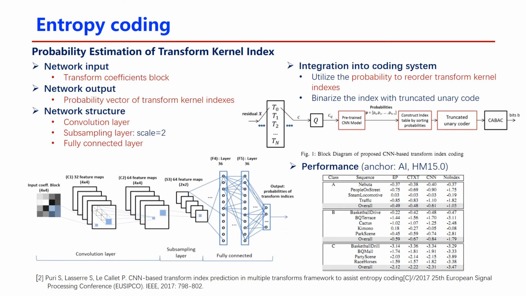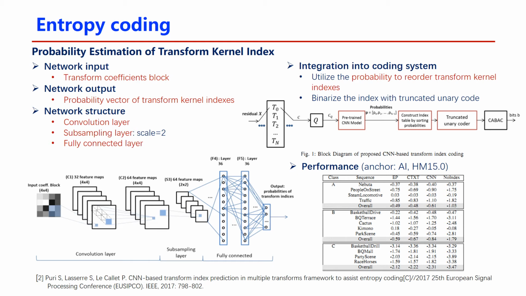Another example is a probability estimation for transform kernel index. Here, transform coefficients are used as the input to estimate the probability of transform selection.